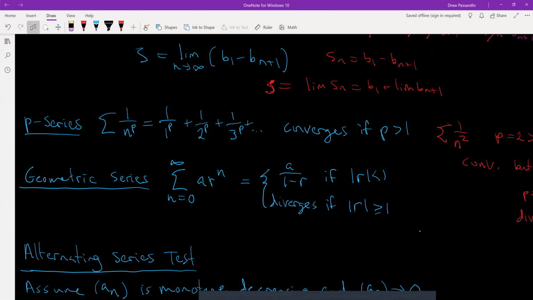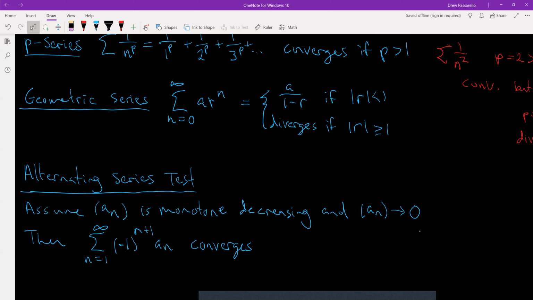We already talked about it, but there's the geometric series, which we proved earlier, for absolute value of r less than 1, that you get a over 1 minus r. Then there's the alternating series. The alternating series test is if you have some series of the form -1 to some exponent, let's say n plus 1, and then times some sequence an. If that sequence an is monotone decreasing and it converges to 0, then the series converges.